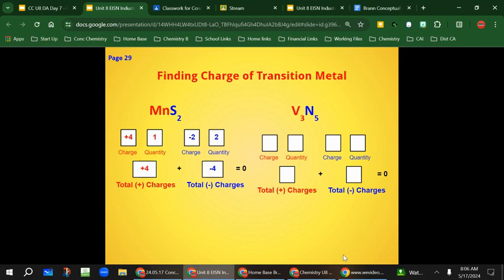So let's check. There are 5 nitrogens. Each one has a charge of -3, meaning our total down here is -15. Meaning this has to be plus 15. Since there are 3 of them there, what charge times 3 is positive 15? Plus 5. Now, this one, you could just uncrisscross them.